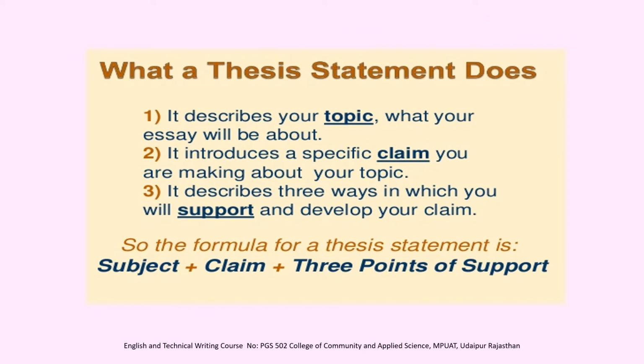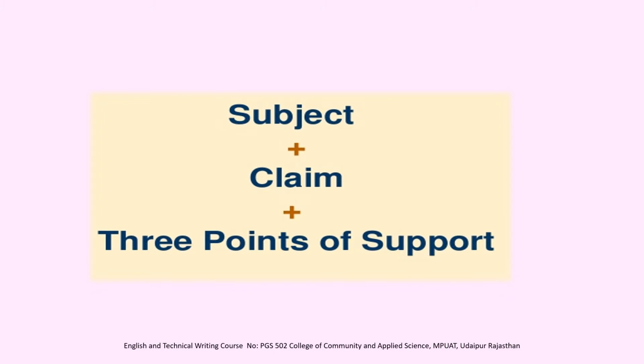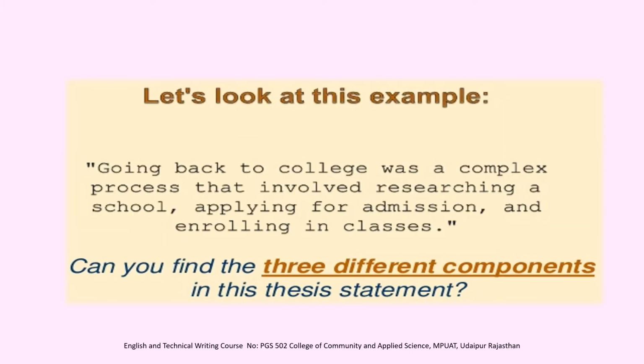Now we'll focus on what a thesis statement does. It describes your topic, what your essay will be about. It introduces a specific claim you are making about your topic. It describes three ways in which you will support and develop your claim. So, the formula for a thesis statement is subject, claim, plus three points to support. This formula is very important while narrowing down the thesis statement: subject, then claim, and the three points to support. Let's look at this example: going back to college was a complex process that involved researching a school, applying for admission, and enrolling in classes.